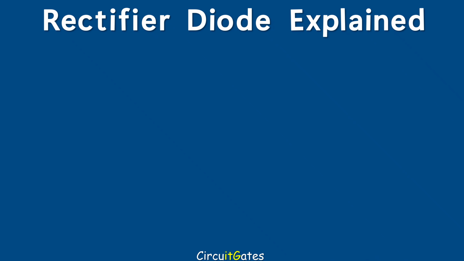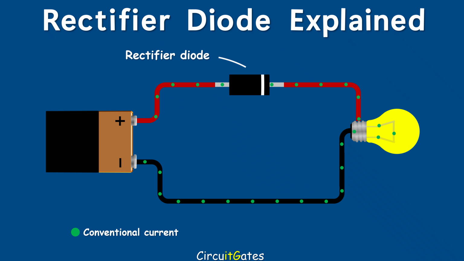What's up guys, this video is about how a rectifier diode works. A diode is a device that allows current to flow in only one direction, that is from positive to negative. When a diode is reverse connected, current won't pass through.